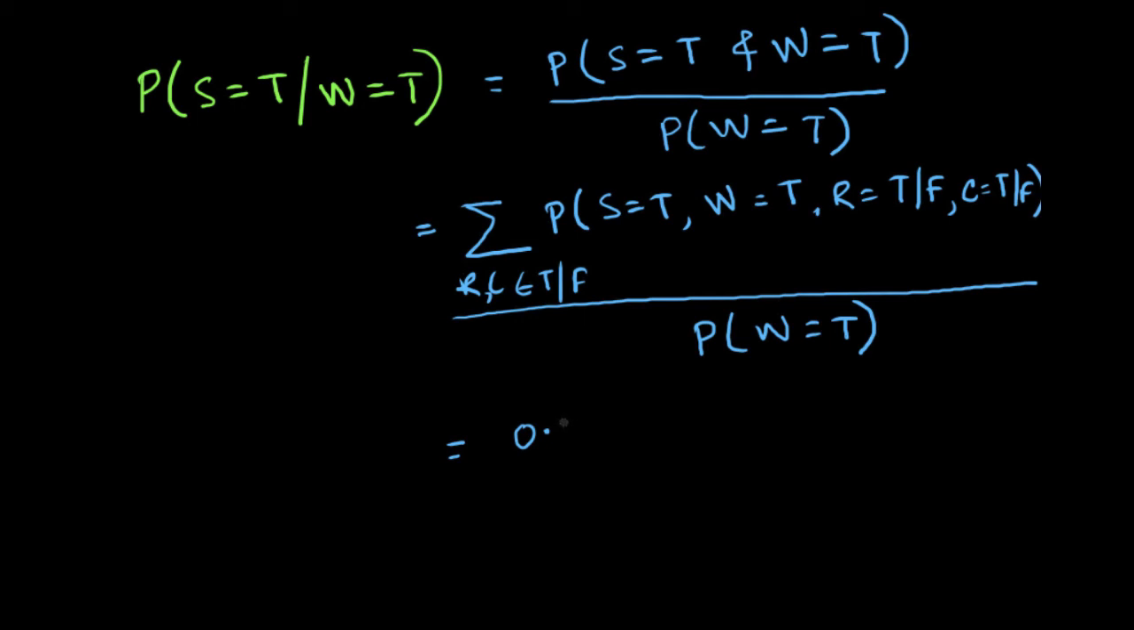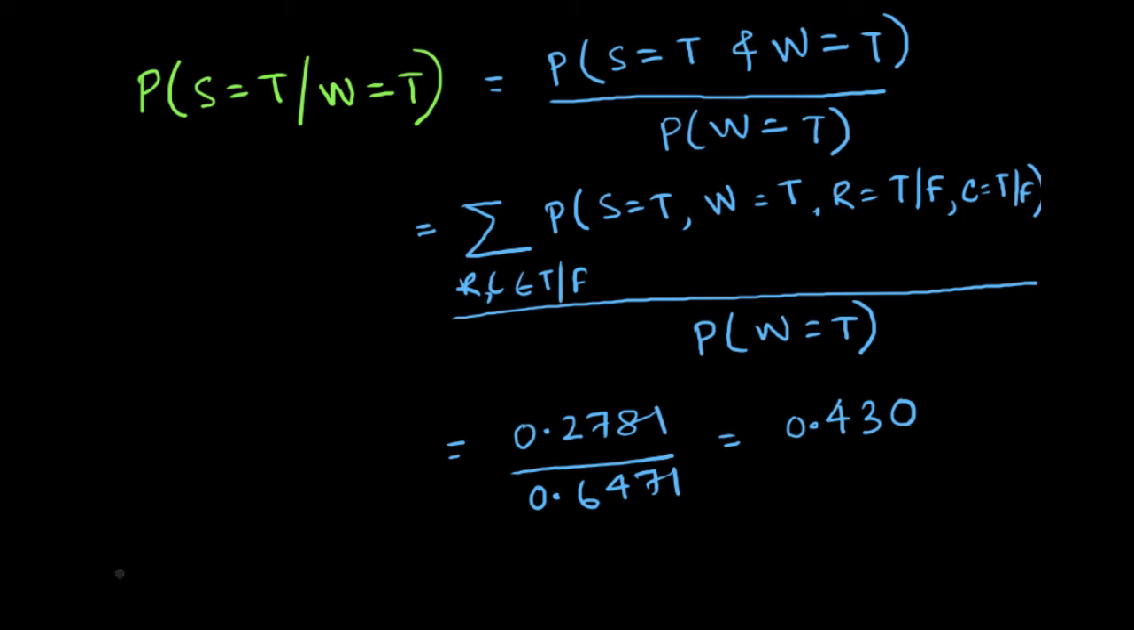the numerator is 0.2781, the denominator is 0.6471, and the ratio is finally going to be 0.430. So this is finally the probability that the sprinkler was on, provided your grass was wet.